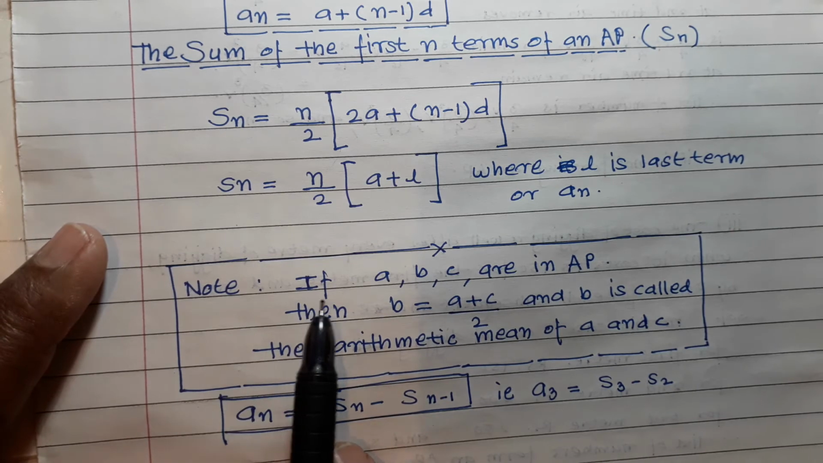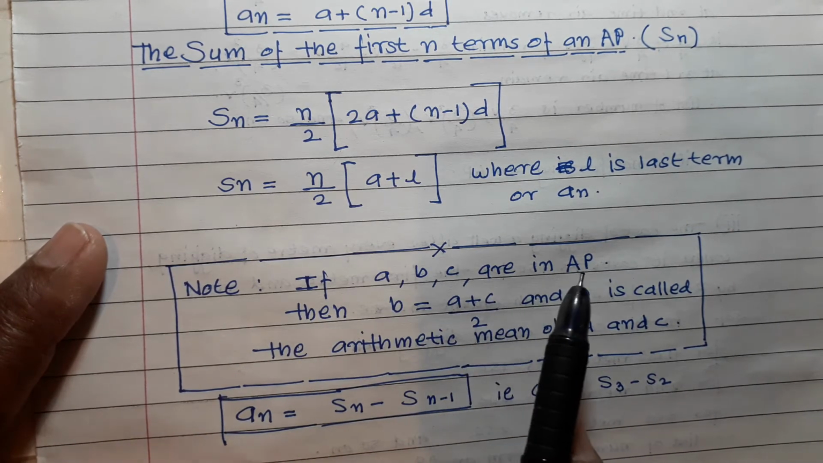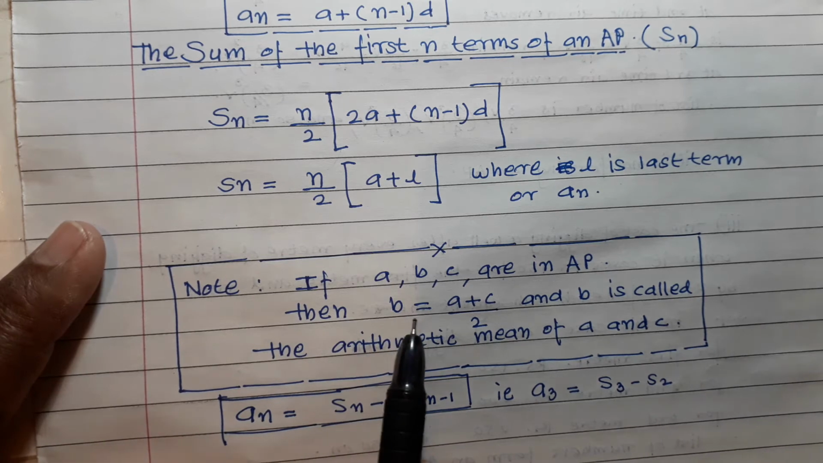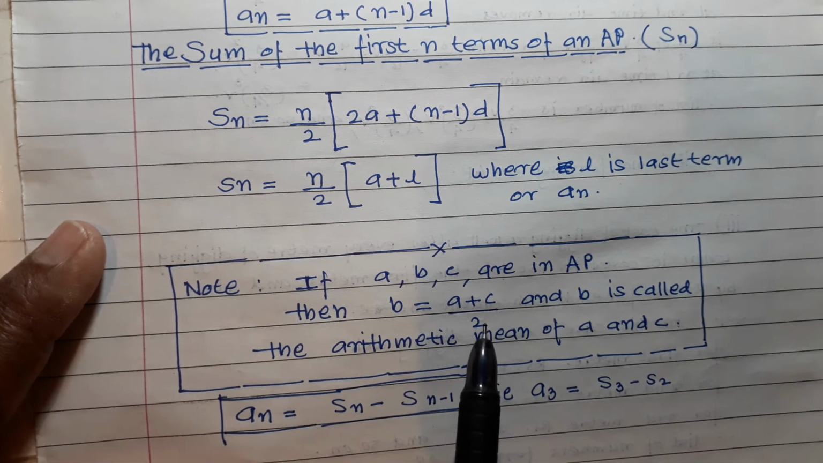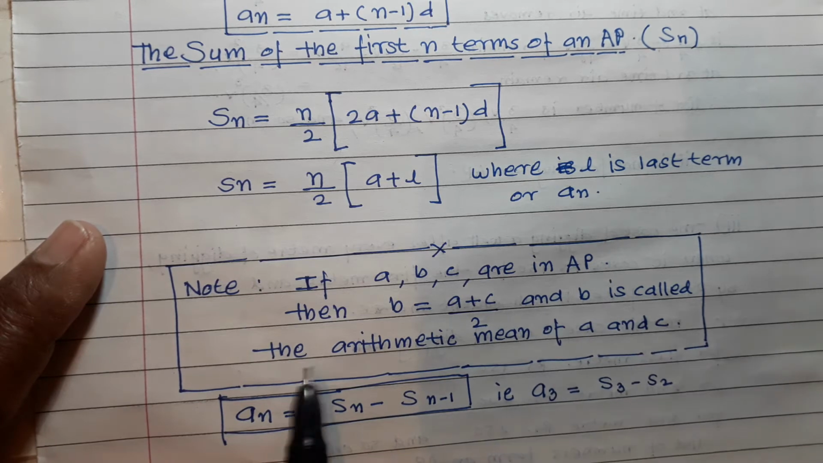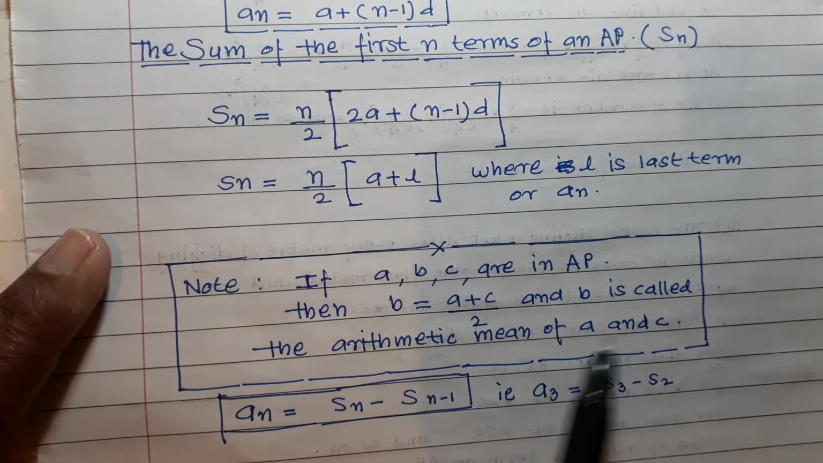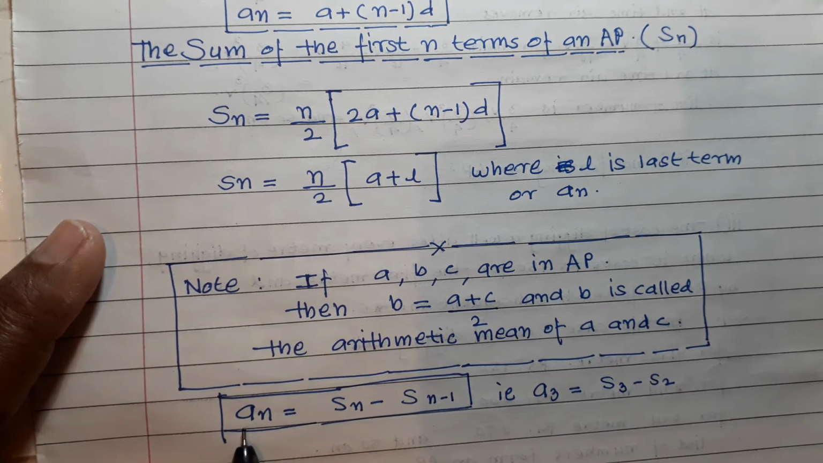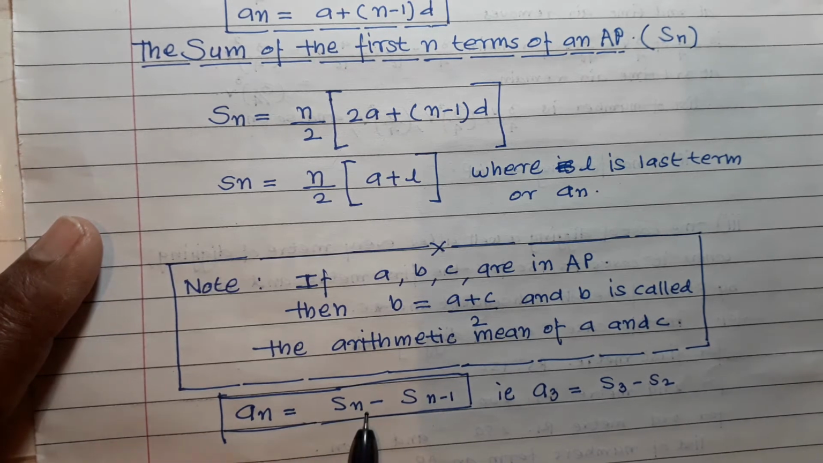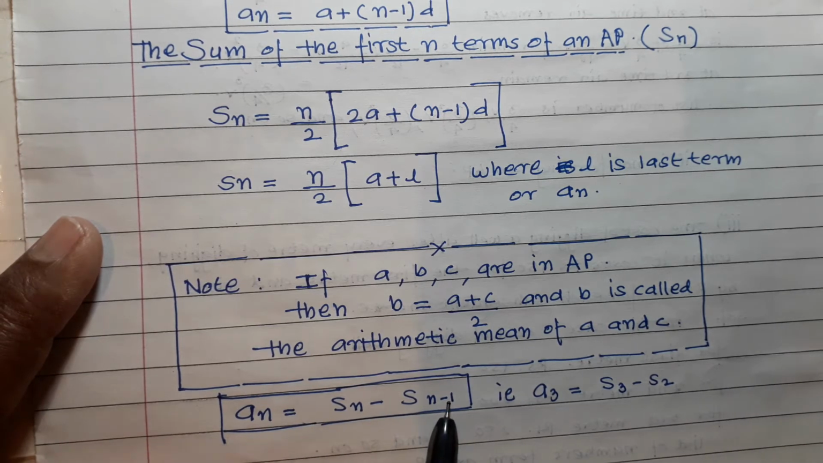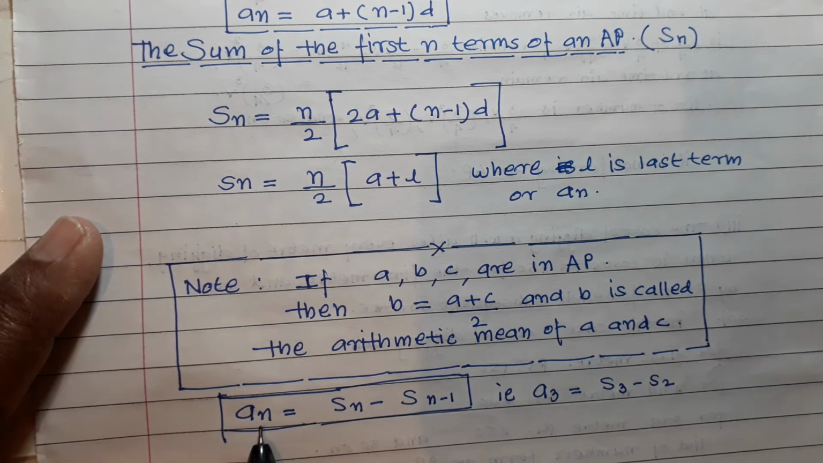Note, if A, B, C are in AP, then B is equal to (A plus C) upon 2, and B is called the arithmetic mean of A and C. And also remember this very important formula: an is equal to Sn minus Sn minus 1. That is, an is the sum of the first n terms minus the sum of the first n minus 1 terms.